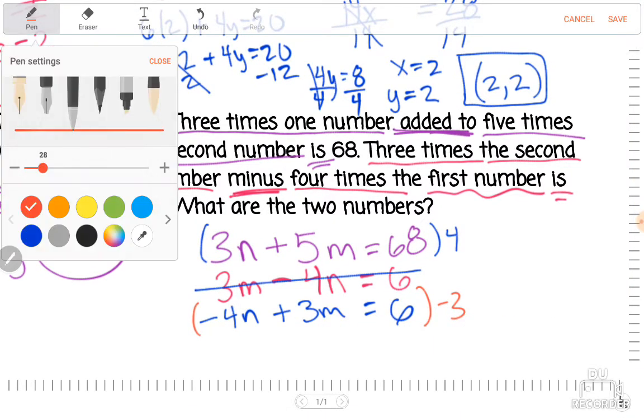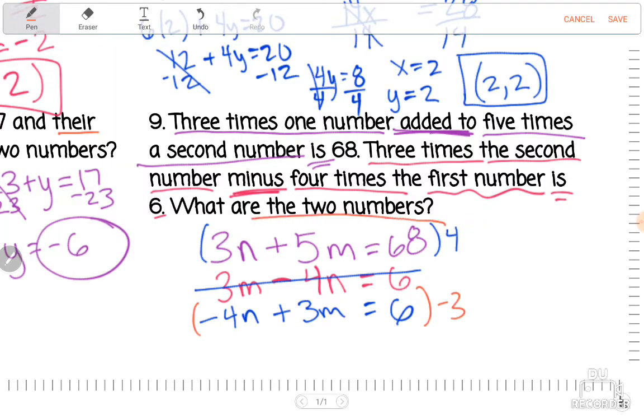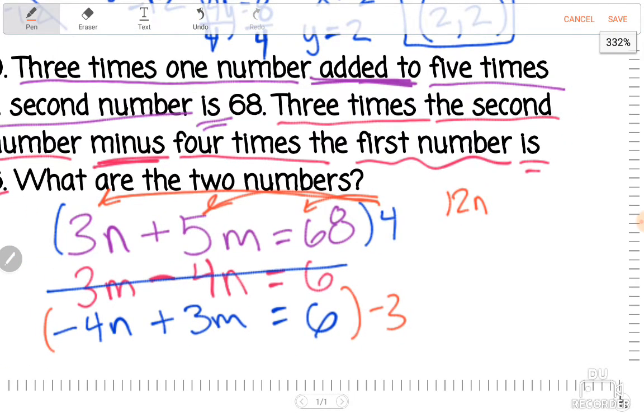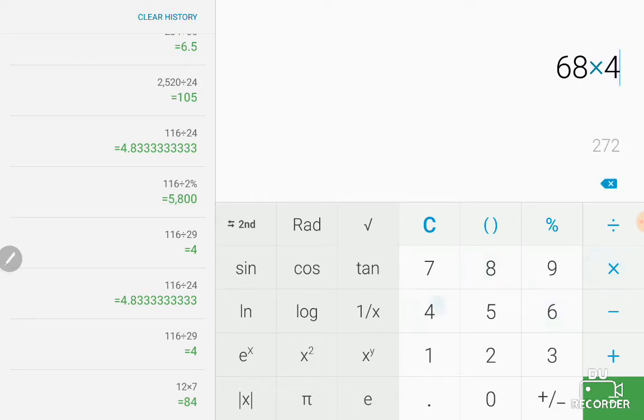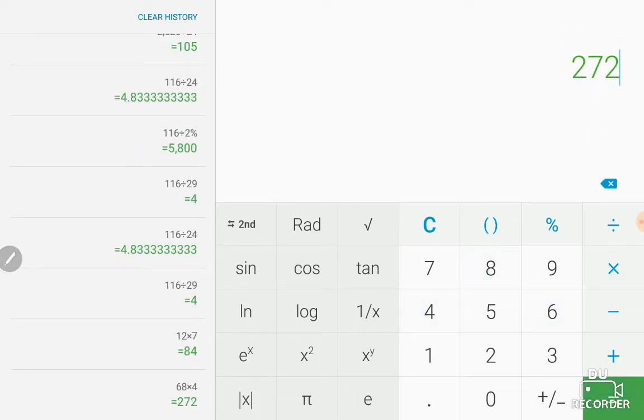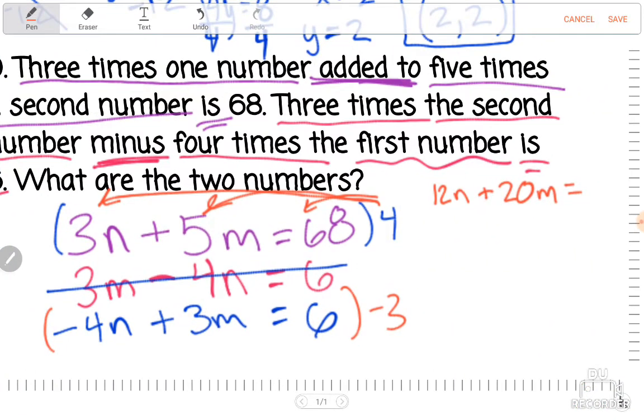I'm kind of writing big. I'm running out of space, but let's do this. Okay, so I multiply every single piece. I'm going to get 12n, plus 4 times 5m gives me 20m. And then 4 times 68, let's see, calculate it real fast. 68 times 4 is 272. So I get 272. You could, of course, work that out. I'm just trying to work quickly.